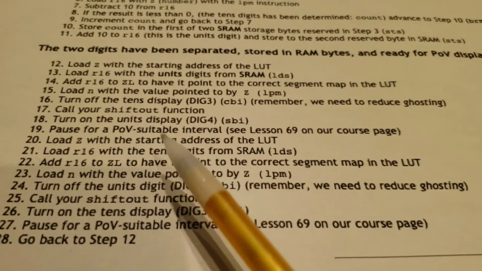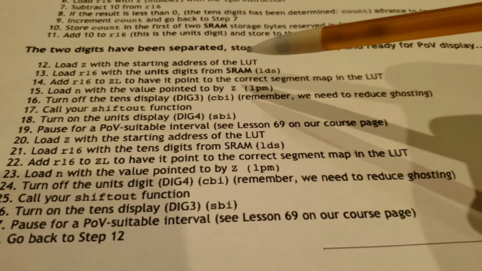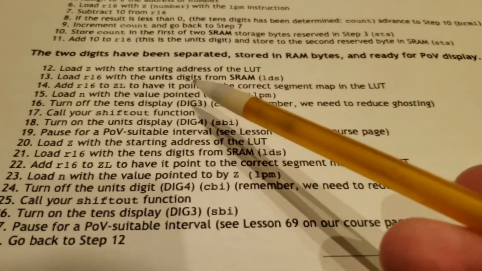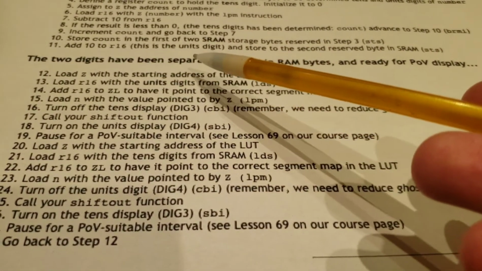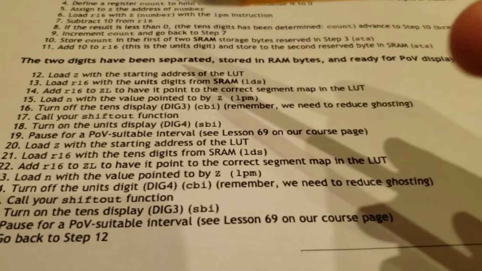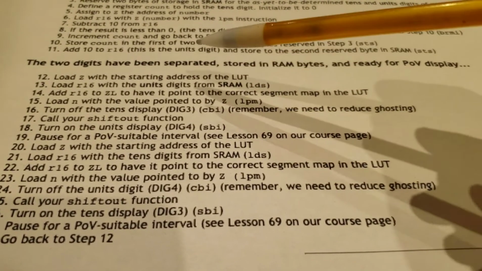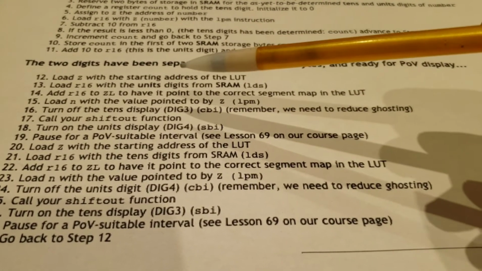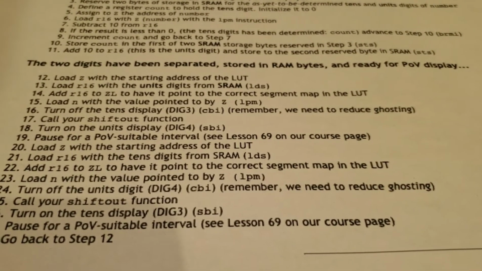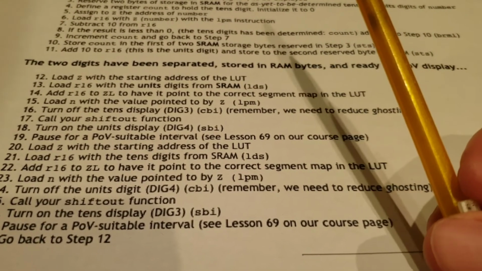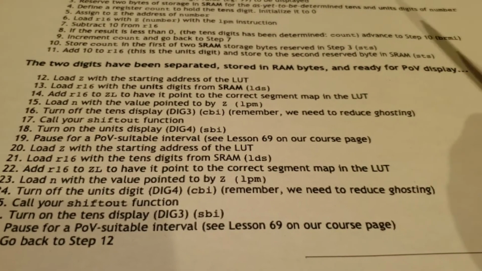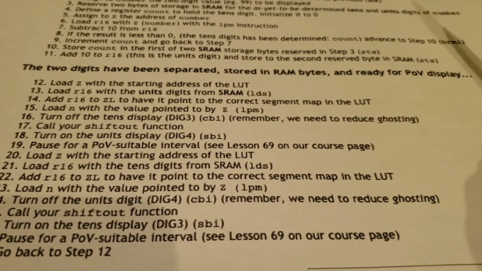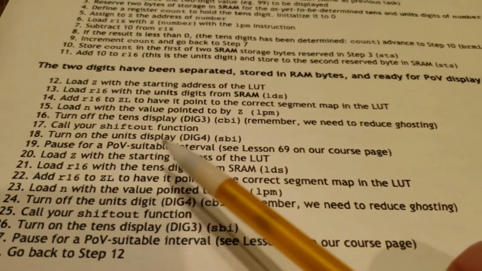Okay, this part of the code actually selects the part of the lookup table that you're using. To do that, you have Z go to the starting address of the lookup table. You then add the units digit to ZL, because that has to do with the address, and you add it so that Z will move to the specified location, and then that will end up being the specific value that you wanted to show.